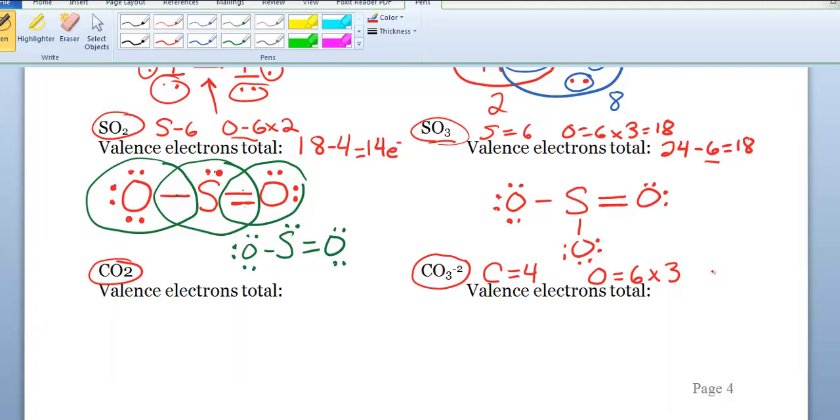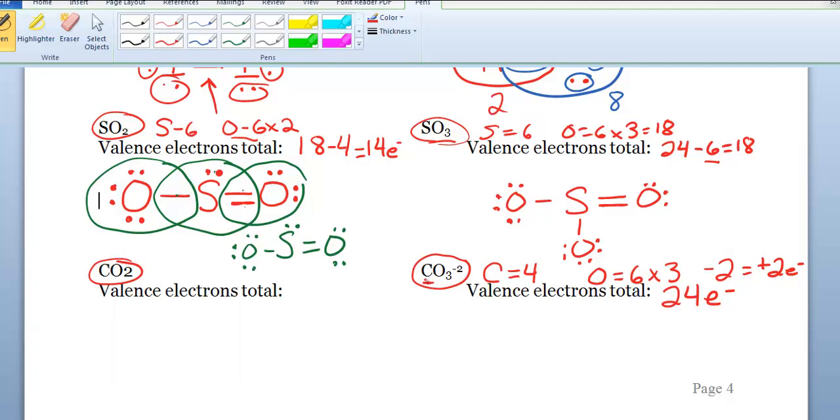Oxygen and carbon are all taken care of, but the negative charge means that the -2 that I have to now add 2 electrons to the total. That means there's 2 extra electrons in this structure. So let me count up my total valence electrons for carbonate. 4 plus 18, 6 times 3 is 18, so 4 plus 18 is 22, plus 2 electrons. There are 24 electrons total in this molecule.